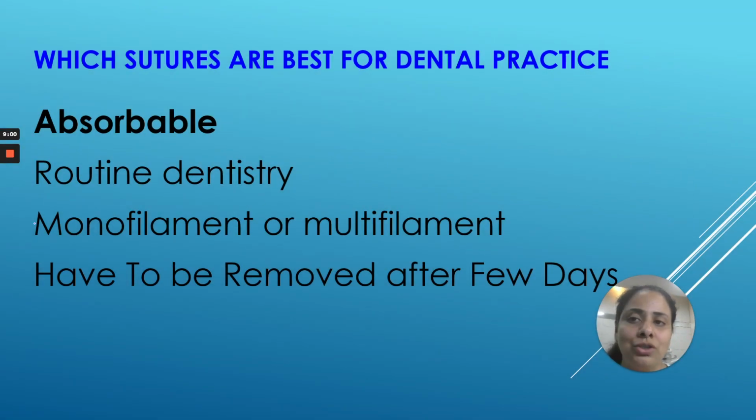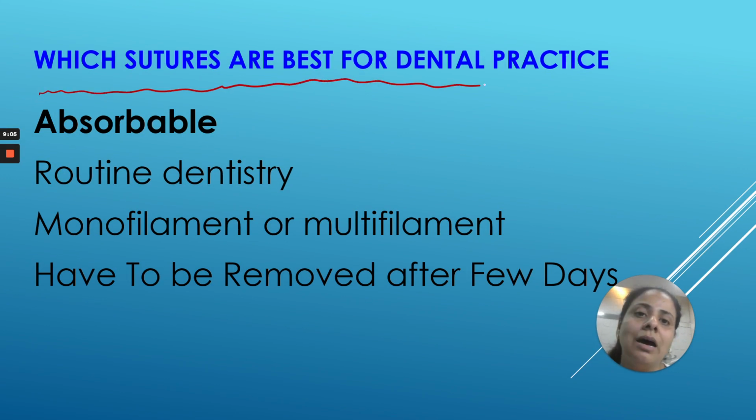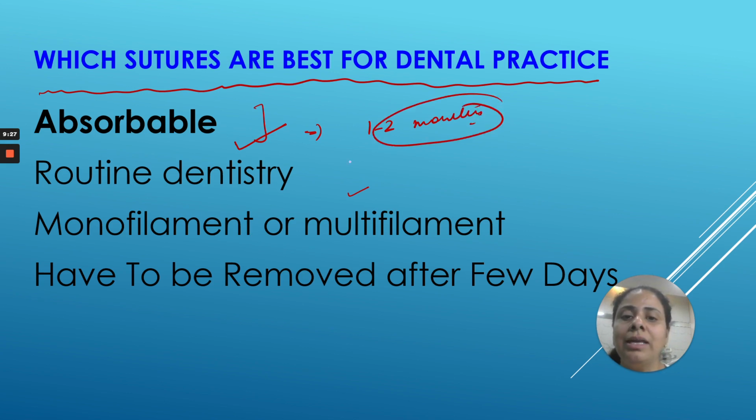So what kind of sutures? This is the most important question for us. Which kind of sutures are best for dental practice? I personally prefer using absorbable sutures in my practice. You can also use non-absorbable sutures for routine dentistry, either monofilament or multifilament. But all absorbable sutures get resorbed in approximately 1 to 2 months. I cannot leave my sutures for that long in the oral cavity, so they have to be removed after a few days, right?